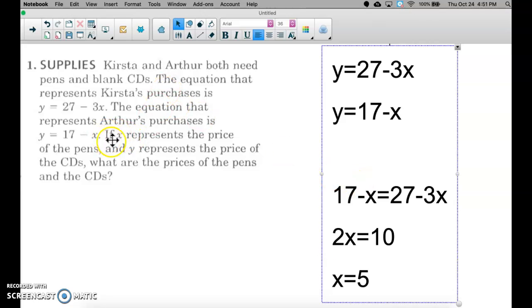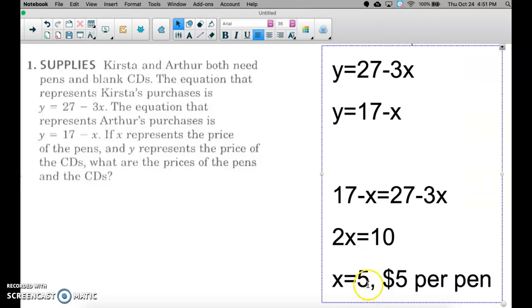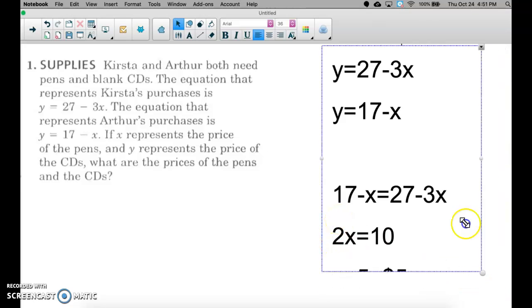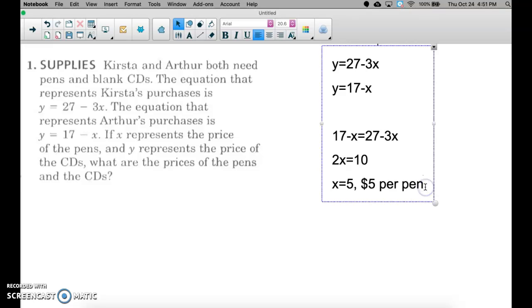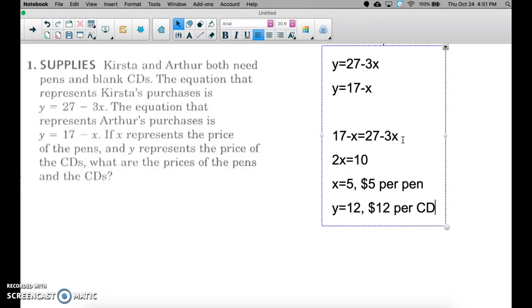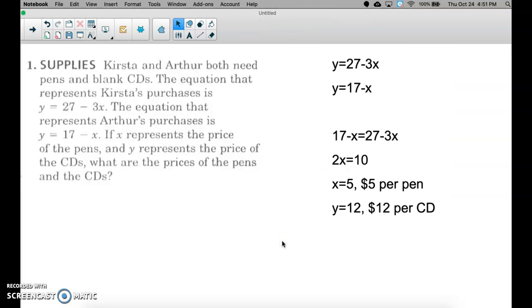And if x represents the price of the pens, then it's going to be $5 per pen. And then, of course, we need the price of our CDs as well. So we're just going to plug that 5 into the other equation for y here and get our answer. So when I plug that in, I get 17 minus 5 is 12. So if y equals 12, it's going to be $12 per CD. That is number 1.